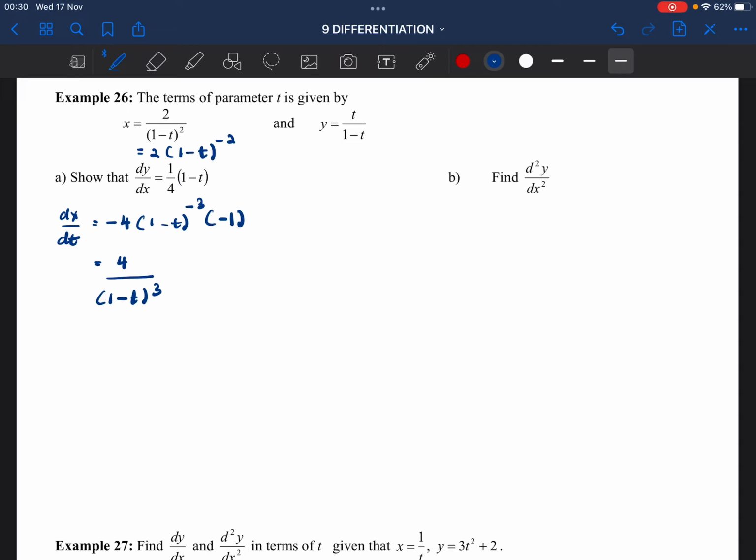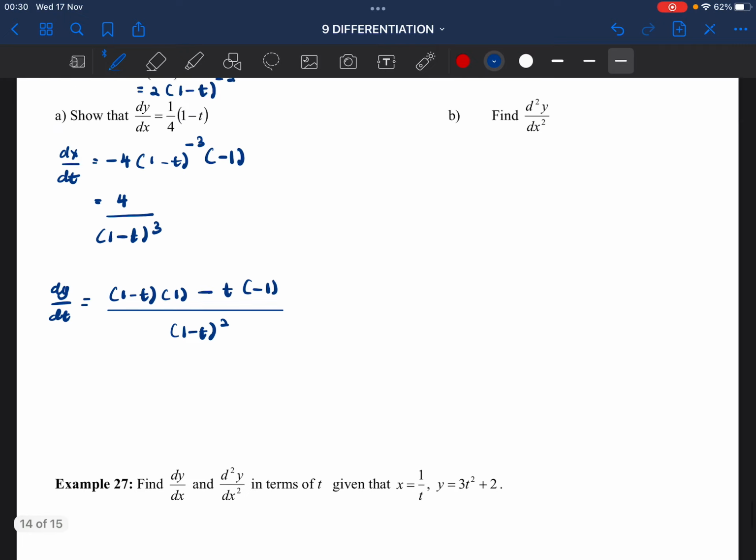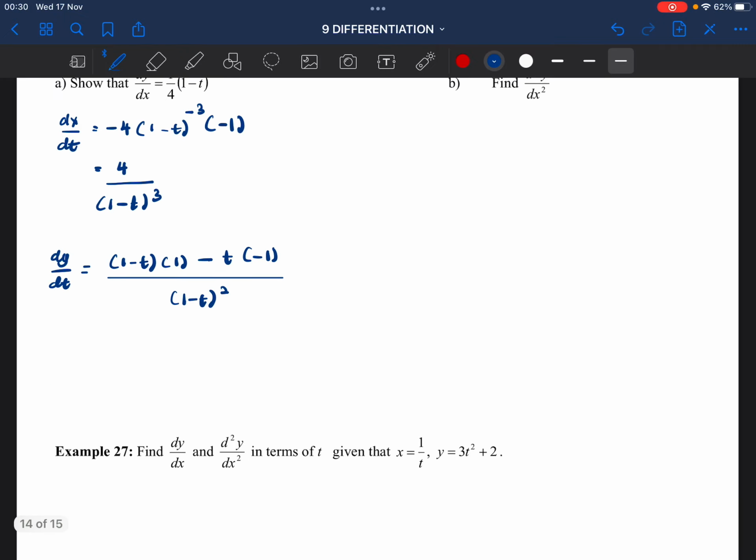So you know that you can use quotient rule there. So u is equals to t, u prime equals to 1, v equals to 1 minus t, v prime equals to negative 1. So by using quotient rule, dy over dt is equals to 1 minus t times 1 minus t times negative 1 over v square. So 1 minus t square. So simplify yang atas, we should get 1 plus 1, we get 2.